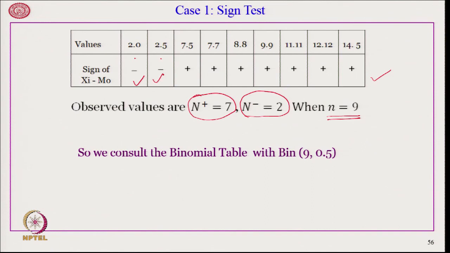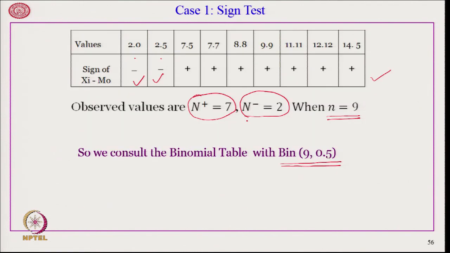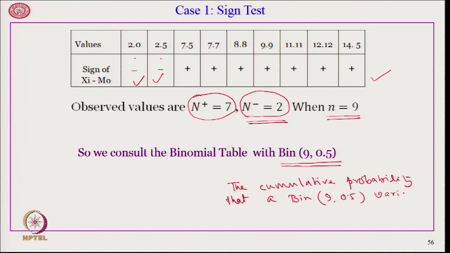Therefore, what we have to do? We have to look at binomial table with parameters 9 and 0.5 and to see whether we can accept the null hypothesis or reject. So, this is the binomial table, and we have got n minus is equal to 2. So, we are looking at the cumulative probability that a binomial 9, 0.5 variable takes value less than equal to 2.